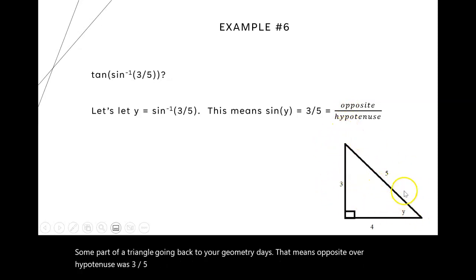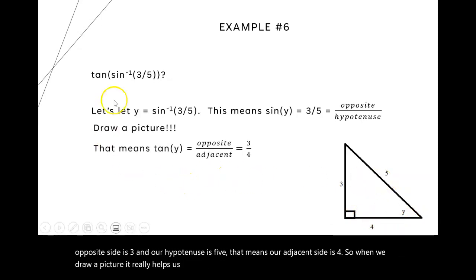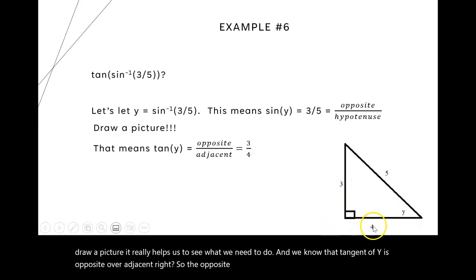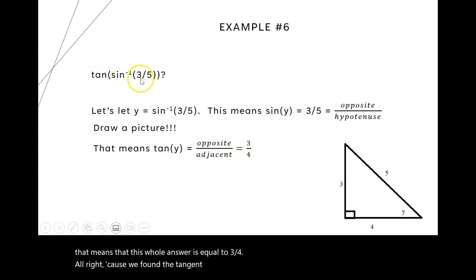So I drew a little triangle over here with the angle y. And if our opposite side is 3 and our hypotenuse is 5, that means our adjacent side is 4. So when we draw a picture, it really helps us to see what we need to do. And we know that tangent of y is opposite over adjacent. So the opposite side in this triangle is 3, the adjacent side is 4. So that means that this whole answer is equal to 3/4, because we found the tangent of this angle that makes sine equal to 3/5.